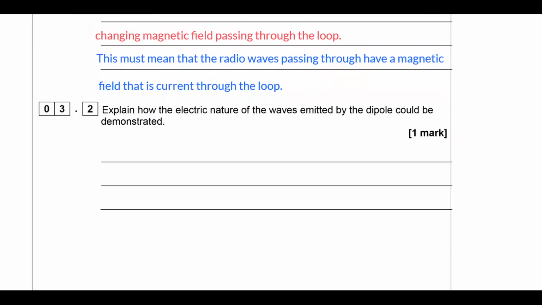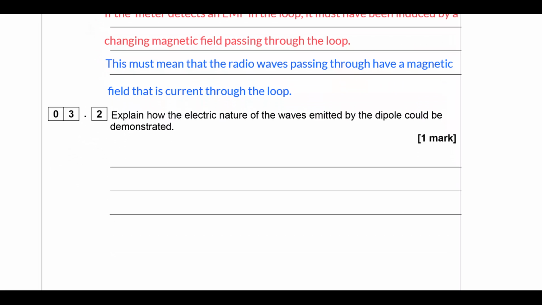Explain how the electric nature of the waves emitted by the dipole could be demonstrated. So if we're going to detect an electric field or electric nature, we need another dipole. So we've got a dipole that's emitting it, and we need another one to detect it, and it needs to be aligned with the transmitter or the dipole at the other end. So that's how we would detect it, and we would detect a changing electric field if we did that.